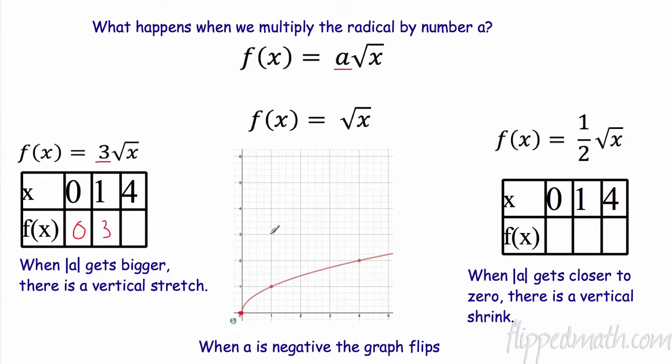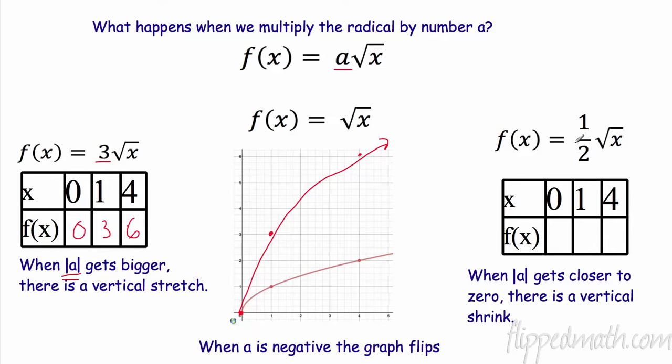I have 1, 3. And the square root of 4 is 2. 2 times 3 is 6. So it's going to go 4 up to 6. So you can see right here, this really stretches it. So as the absolute value of a gets bigger, there's a vertical stretch. All right, let's take a look at what that means for a second.